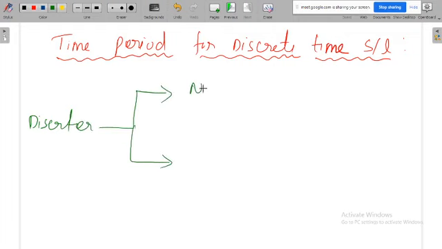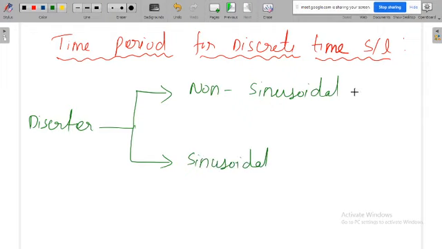One is the non-sinusoidal discrete signal, and another one is the sinusoidal discrete signal. For a non-sinusoidal discrete signal there are no regular formulas available. Just by observation you can tell whether the given signal is periodic or not. Whenever a non-sinusoidal signal is given, whether it is periodic, and if so what the period of the signal is, you can tell only with observation.